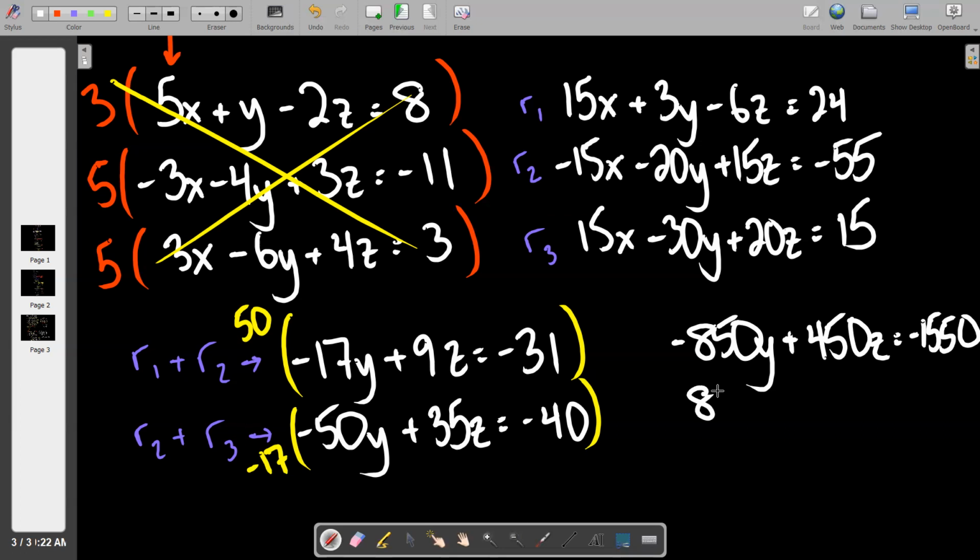Yeah, if that doesn't come out the same, then you just wasted your time, right? And then 17 times 35, that's the one that's a little tough for me. What's that going to be? So negative 595 Z. And then, of course, 17 times 40 is positive 680. Good.